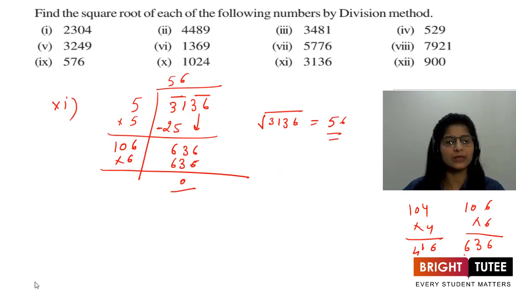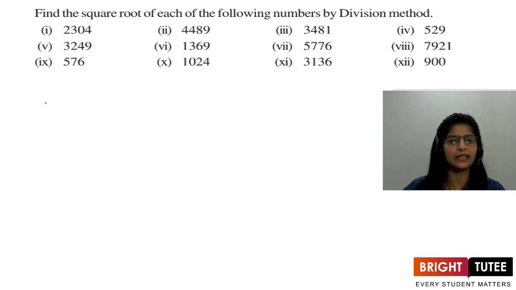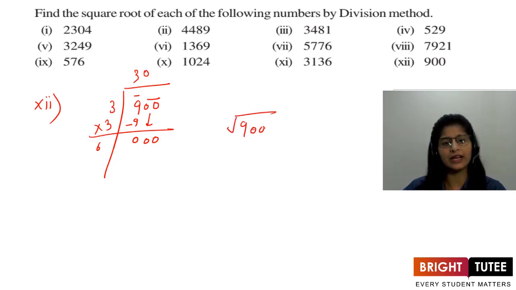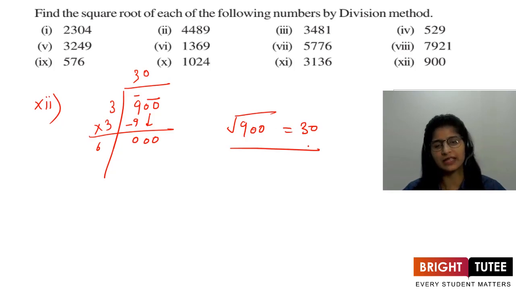Let's move to the next part, which is the last part for the long division method. 12th part. Okay, what is asked? 900. Make pairs. So first of all, we will do what? We will make it for 3. 3 3s are 9 we get, right? And it is 0. Now we are going to copy what? 0. So double of 3 is 6. So it is not getting divided. We are getting 0. So we'll place a 0. So the square root of 900 is 30.